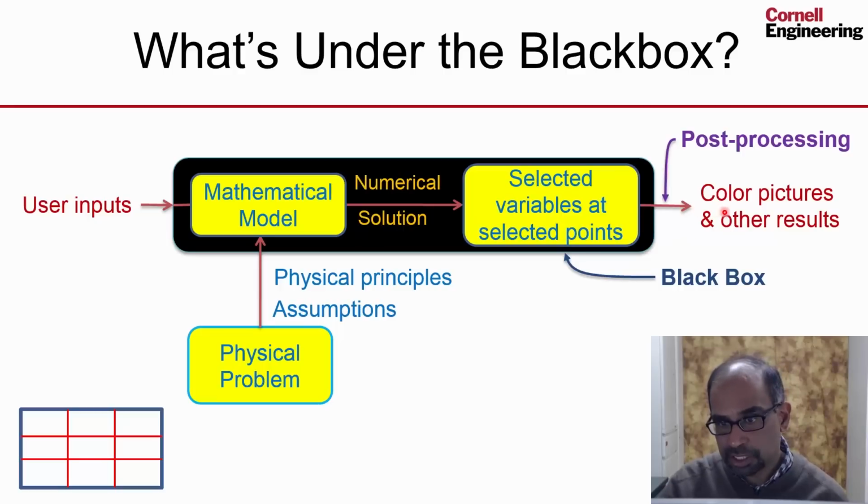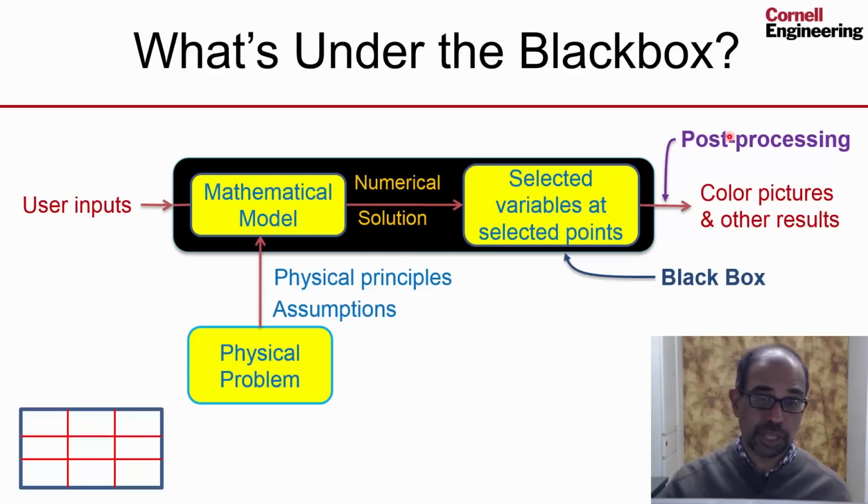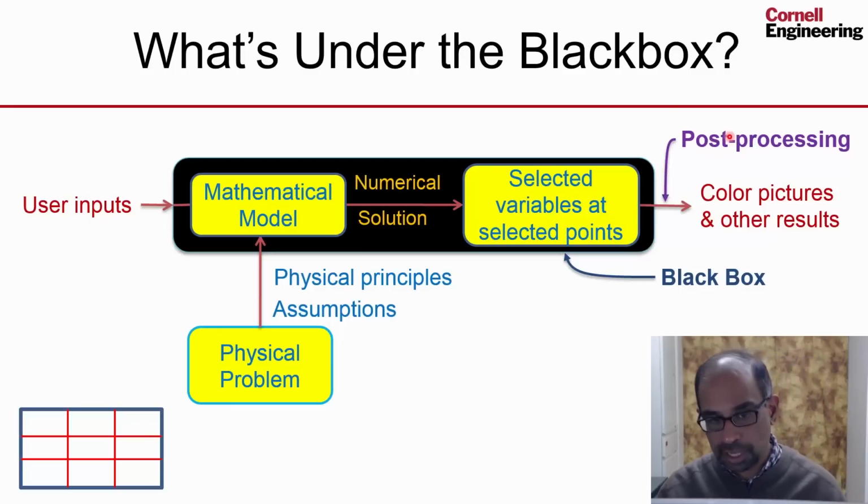Everything else is constructed from those selected variables at selected points through a process called post-processing. The color pictures, they are generated through the process of post-processing. When we are in the tool, it's important to separate out what we are doing under the category, are we affecting the mathematical model, are we affecting the numerical solution procedure, or are we affecting post-processing? And we'll do that as we are going through case studies in the answers tool.